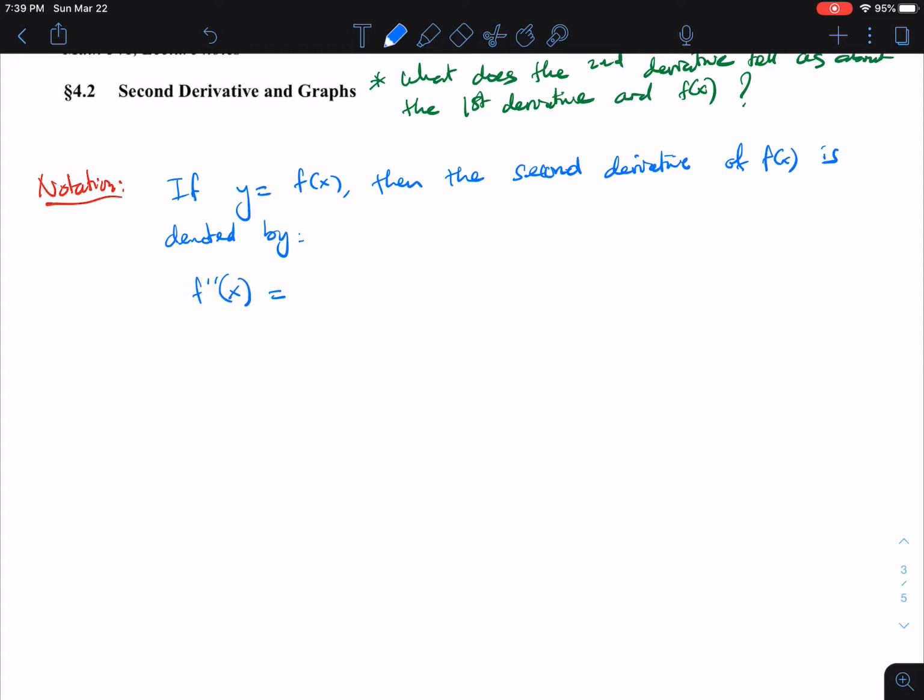And to get f double prime of x as the second derivative of the function, we take the derivative of the first derivative, so just d/dx of f prime of x. Or we can denote that as y double prime, the second slash on top of the y prime, to show that we're looking at the second derivative of the function. Sometimes you see a notation with this as well: d squared y over dx squared, and that just means taking the derivative of y with respect to x twice. That's not used as much as the y double prime here.